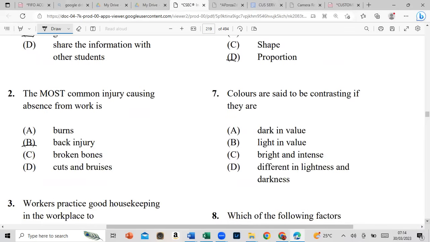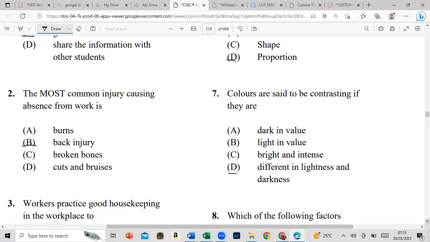Colors are said to be contrasting if they are: A. Dark in value, B. Light in value, C. Bright and intense, D. Different in lightness and darkness. What is the answer for that, guys? Remember, if you think it's D, write 7D. If you think it's A, write 7A.